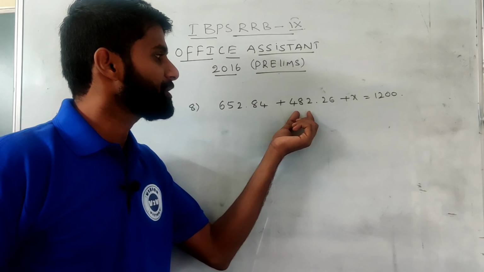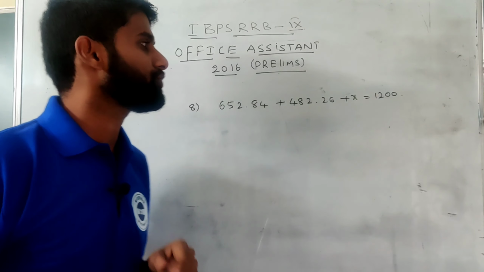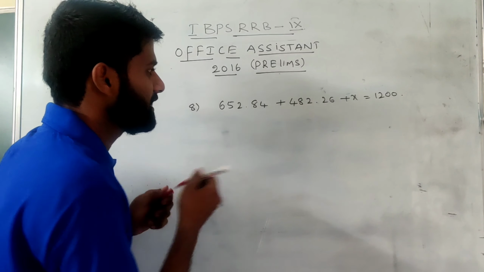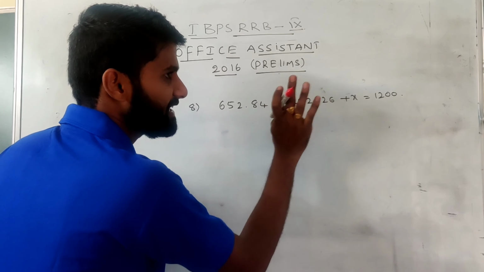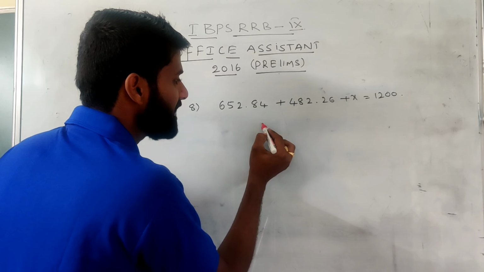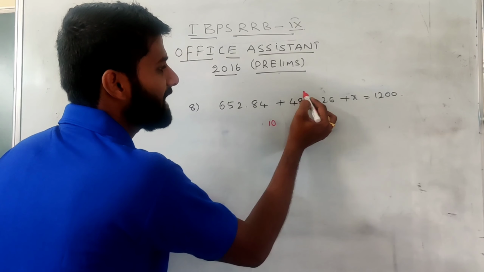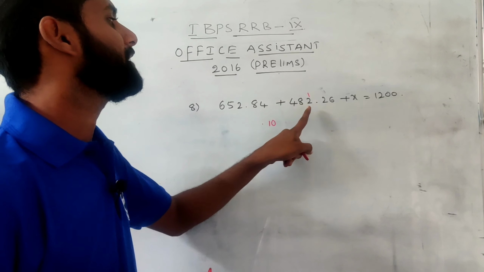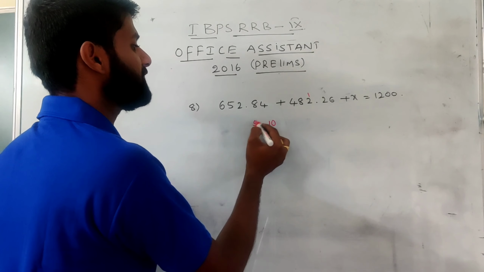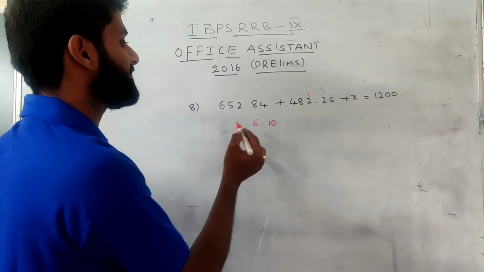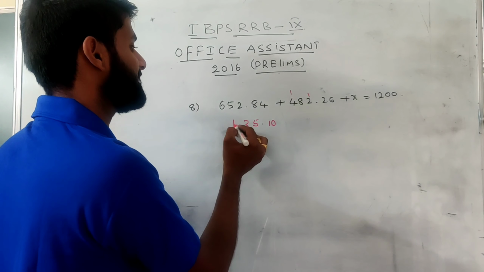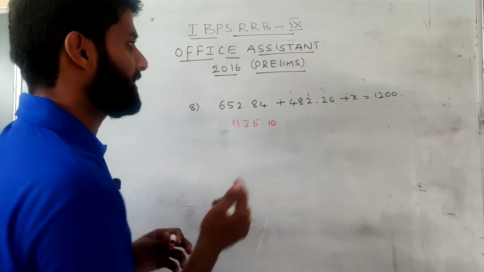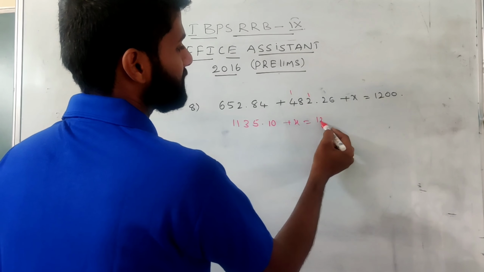652.84 plus 482.26 plus x is equal to 1200. See, if it is a decimal, go with the addition. 0.84 and 0.26: 4 plus 6 is 10, so after the decimal point we have 10 and 1 is the carry forward. 8 plus 2, 10, 10 plus 1, 11, so after the point we have .10 and 1 carried forward. 2 plus 2 is 4, 4 plus 1 is 5. Again 8 plus 5 is 13, 1 here. 6 plus 4 is 10, 10 plus 1 is 11. Here the value is 1135.10 plus x exactly equal to 1200.